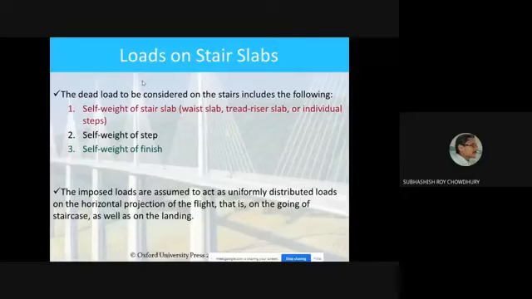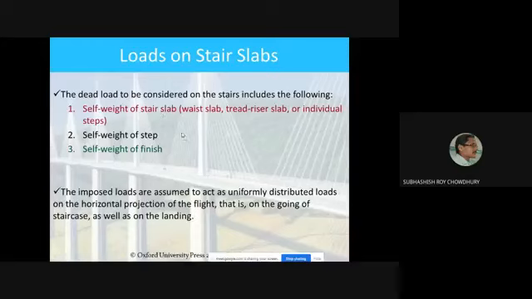Now regarding the loads, that is a very important part. What are the loads that we will consider over the stair slab? The self-weight of the stair slab will have three components: the waist slab, the weight of the step, and the floor finish or ceiling plaster. Ceiling plaster means below the stair there will be the finishing part, and over the slab there will also be floor finish. So floor finish and ceiling plaster both will be there. The weight of that part should be considered, the weight of the step should be considered, and the self-weight of the stair slab should be considered.